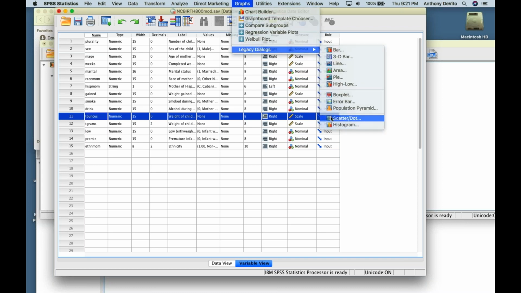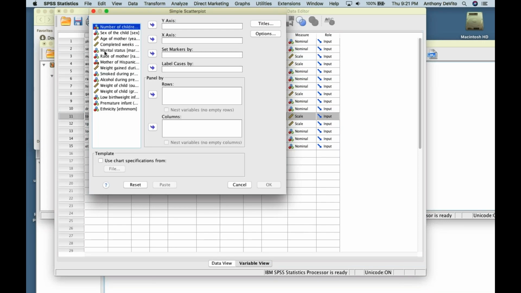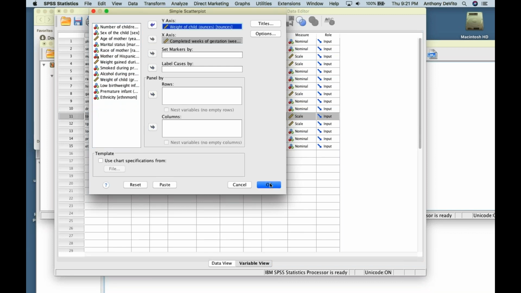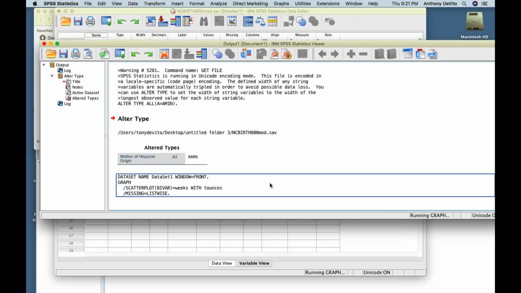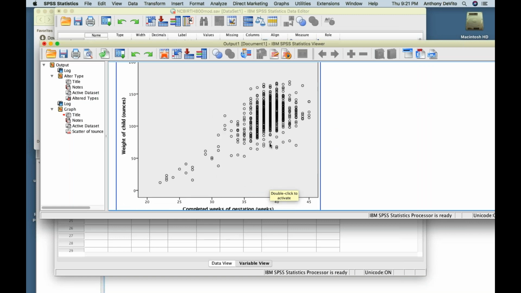I'm going to go to legacy dialog, scatter dot, and look for an association between the completed weeks of gestation and the weight of the baby at birth. Okay, and I'm going to click OK. Whoops, let's see if it works out. Okay, here we go. I'm going to ask you a question. Does that look to you like there's an association? What do you think, Lily? Yeah, I think so too, right?